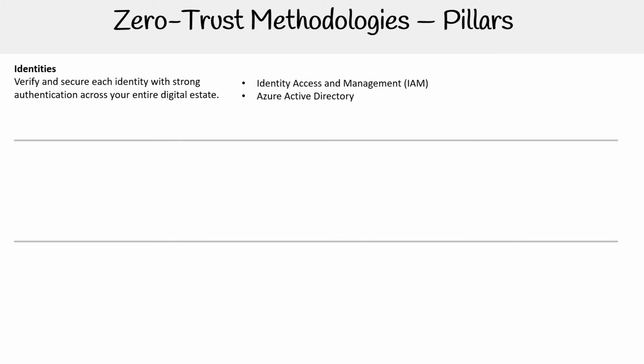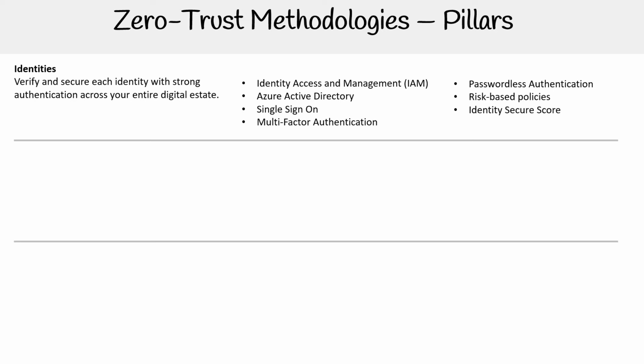The next one is Azure Active Directory, and this one gets a lot of attention in this course. They might as well call this the Azure Active Directory Security course. We have single sign-on, MFA, passwordless authentication, which is a subset of MFA, risk-based policies, identity secure score, and you'll see like 3 different types of secure score in this course. So something that is very useful throughout Microsoft and Azure.